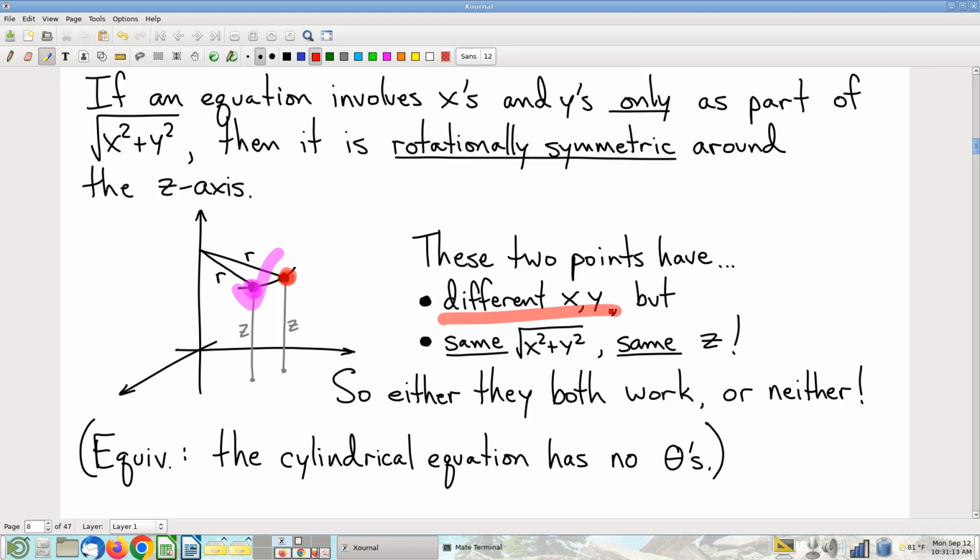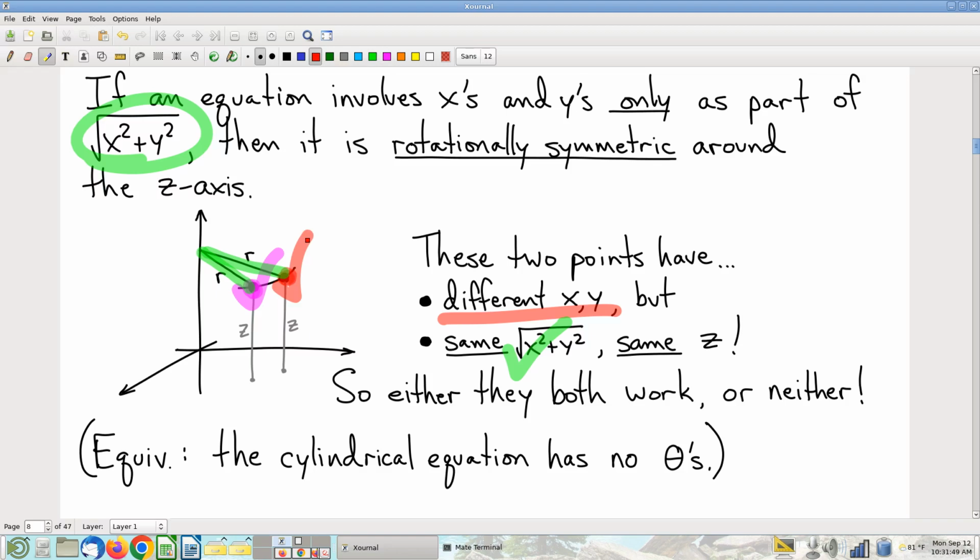But having rotated around, that distance is the same for both of these points. And sure, there's different x's and y's there, but the only way that x and y are going to show up at all is as part of this expression, which is r, which is where these two points agree. So, therefore, if that purple point works, well, then this red point works too.